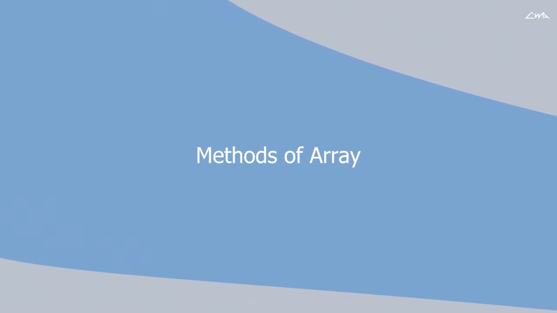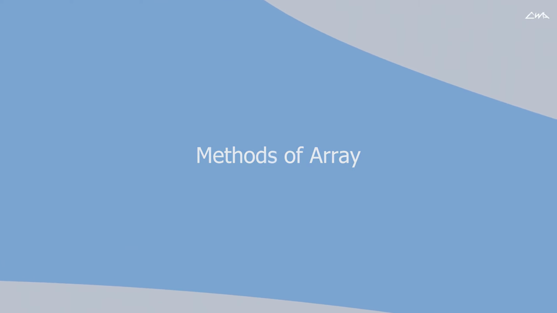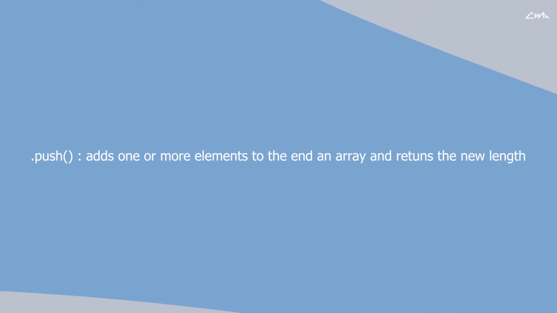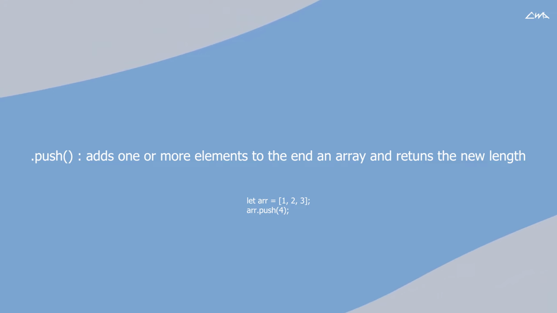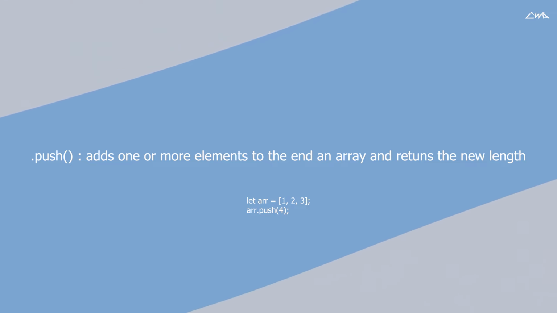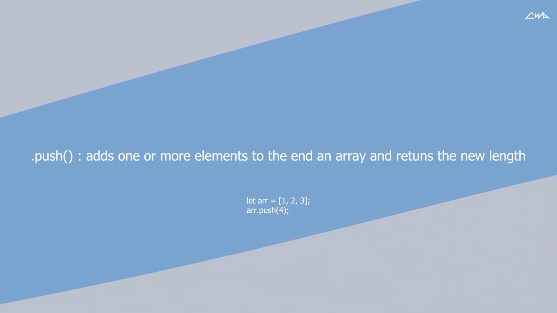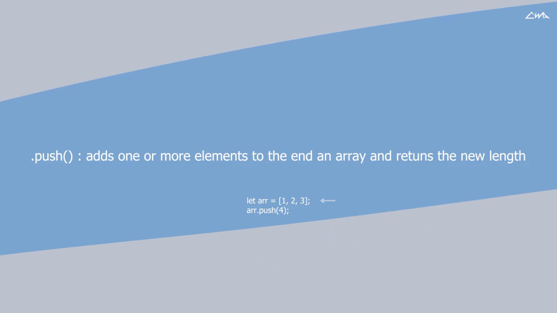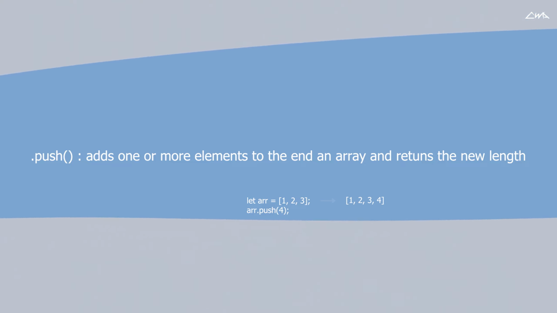Let's move on to the methods of array. There are a total of 11 types of methods of array. First one being .push. It adds one or more elements to the end of an array and returns the new length. For example, let arr = [1, 2, 3], arr.push(4). 4 is being added to the end of the array, so the new array is 1, 2, 3, 4.